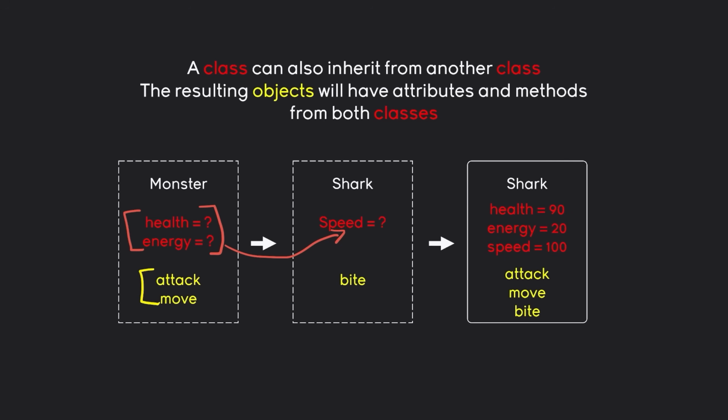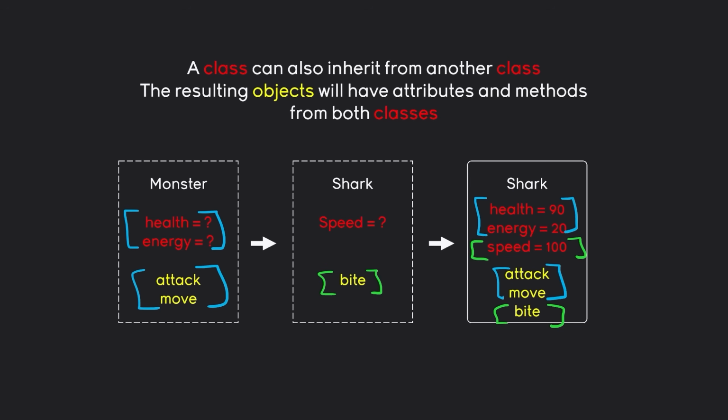And I think I should use better colors here. In the shark class, health and energy are coming from the monster class. Same with attack and move. Those two are coming from the monster class. And then speed and bite are from the shark class.